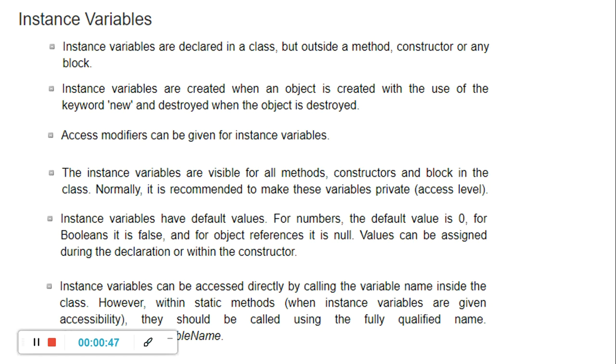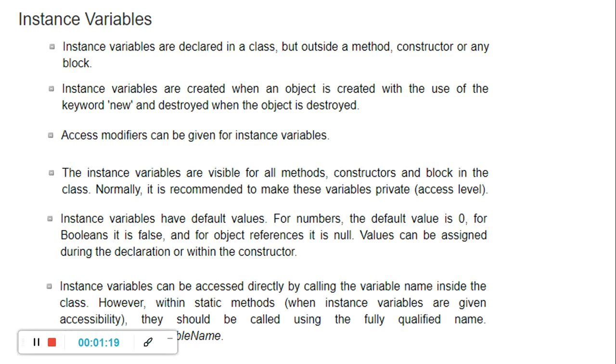Access modifiers can be given to the instance variable. We have seen that for a local variable we cannot use access modifiers like public, private, protected. These are the access modifiers that can be applied to the instance variable, not to the local variable. Instance variables are visible to all methods, constructors and blocks. Normally it is recommended to declare instance variables as private.